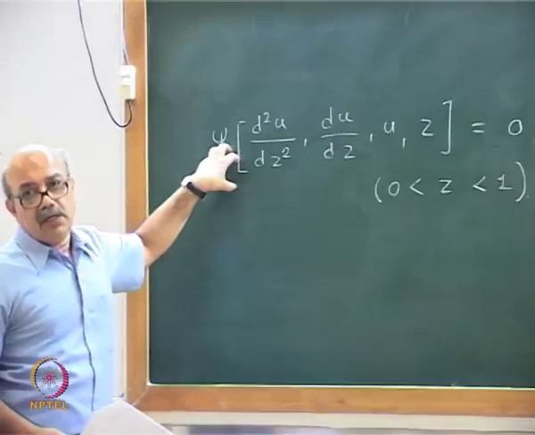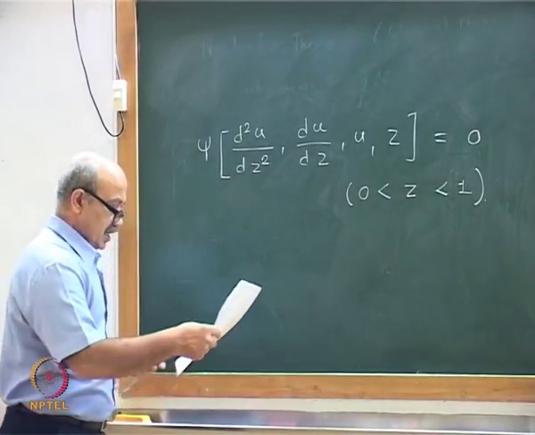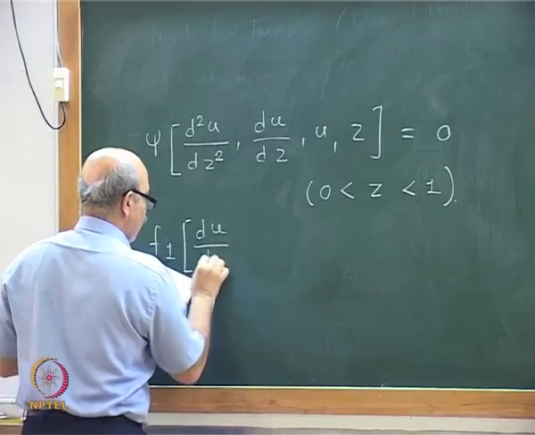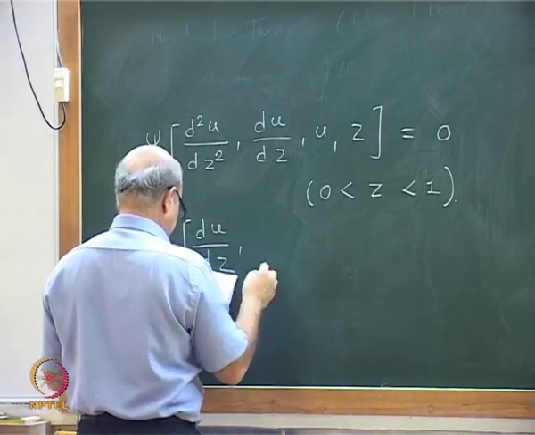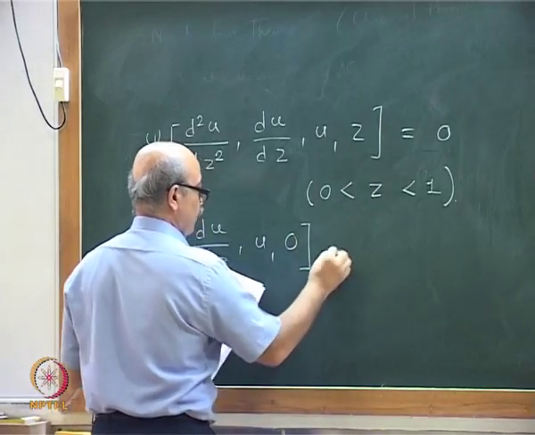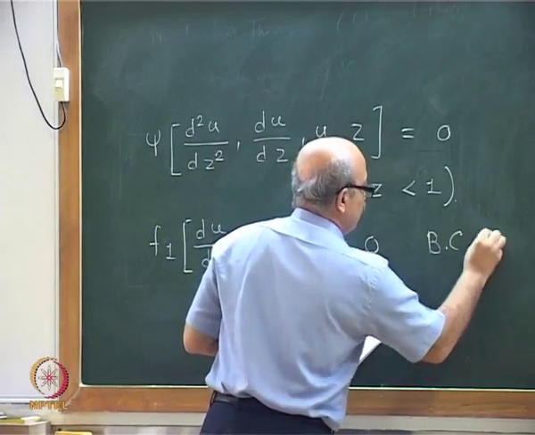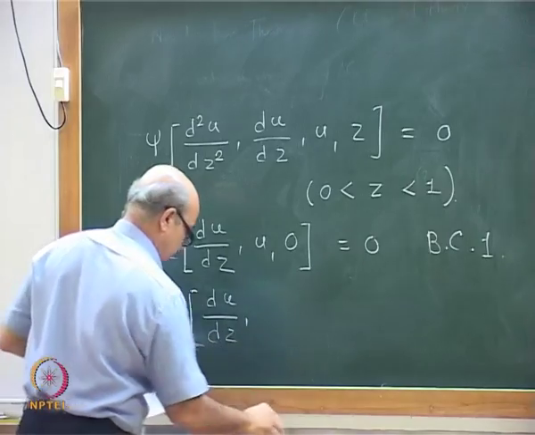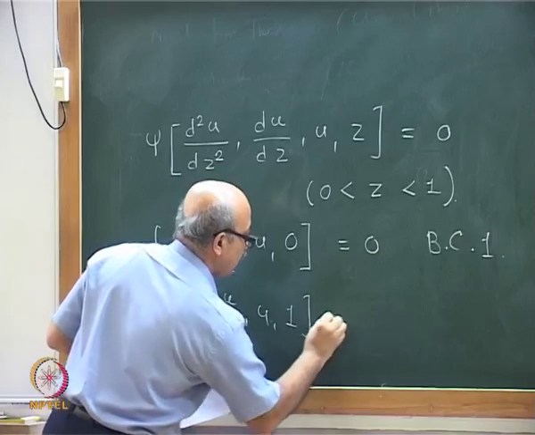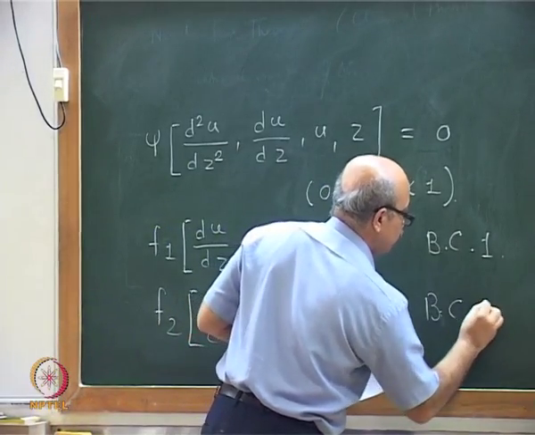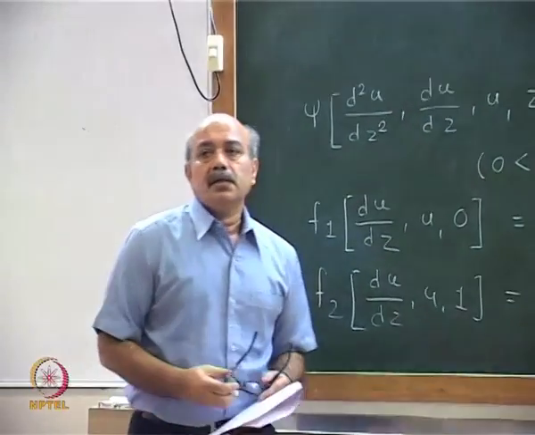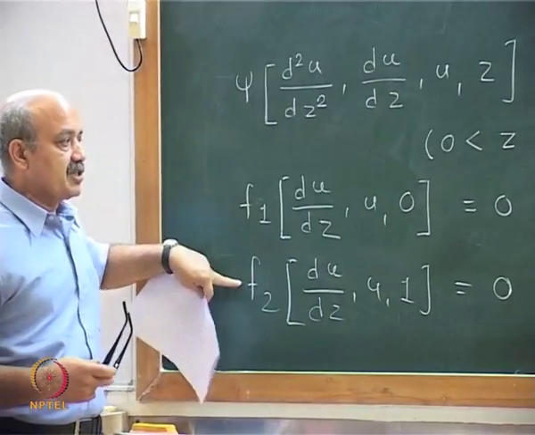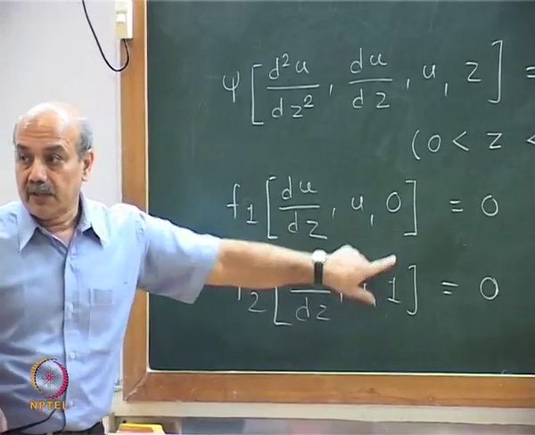So we have this generic second order ordinary differential equation, and then I have two boundary conditions, at the two boundaries. This is my boundary condition 1, f1, and then my second boundary condition involves du by dz. So I have this generic problem of solving a second order ordinary differential equation subject to these two boundary conditions, one at z equal to 0, the other one at z equal to 1.